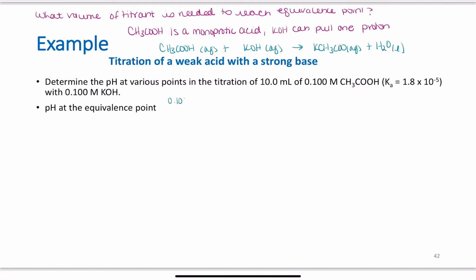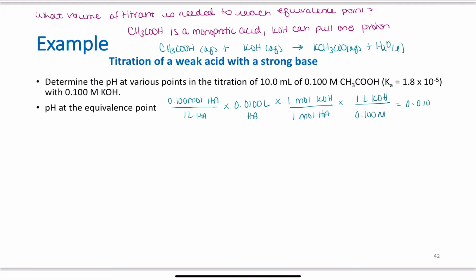I've got 0.1 molar of my acid, and I have 10 mL of it that I'm titrating. Based on my balanced equation, I know this is a 1-to-1 mole ratio, 1 mole of KOH to 1 mole of acid. I know that my KOH has a concentration of 0.1 molar. Therefore, it takes 0.0100 liters. One too many zeros there. Or 10 milliliters to reach the equivalence point.